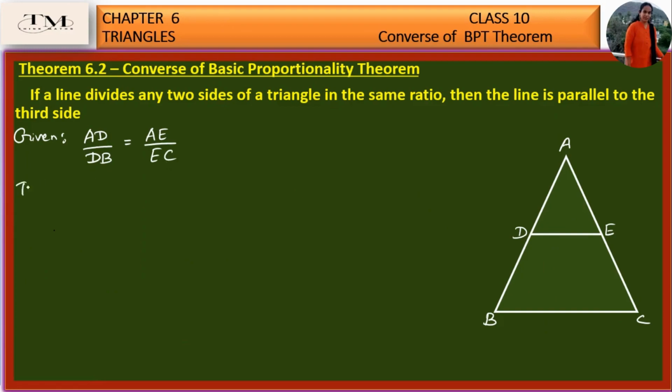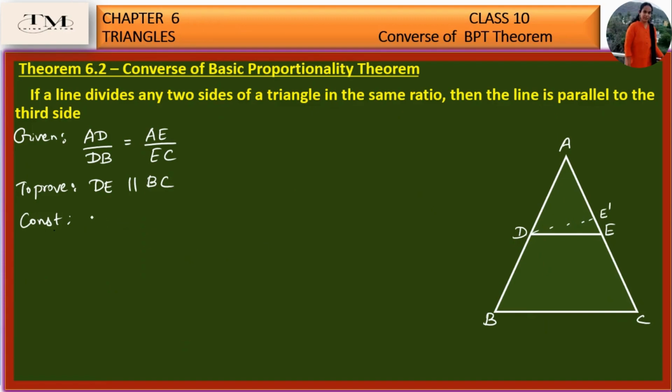So if it is so, what do we have to prove? We have to prove the line is parallel to the third side. So this line DE is parallel to the third side. The third side is BC. So we have to prove DE is parallel to BC. So we are going to construct a line. What is it? We are going to construct DE dash.